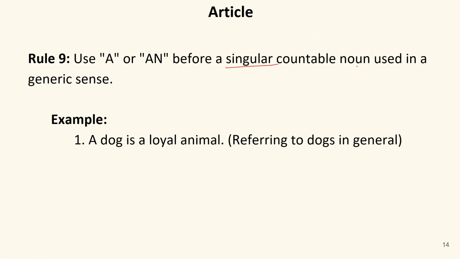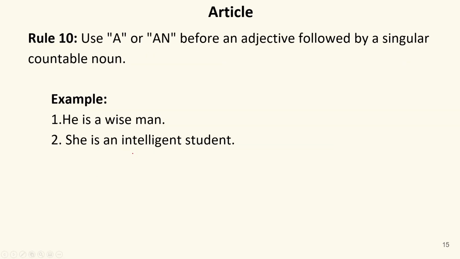Use a or an before a singular countable noun used in a generic sense. For example, a dog is a loyal animal, so referring to dogs in general. So in a general sense, we use a or an before a singular noun. Use a or an before an adjective followed by a singular countable noun. That we have already read earlier. He is a wise man.